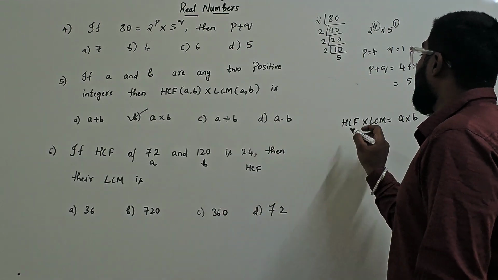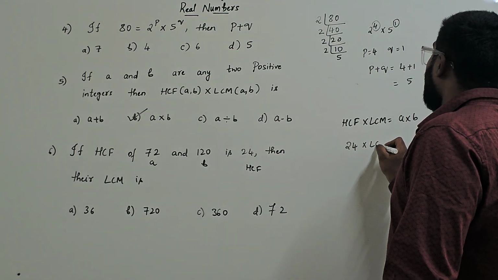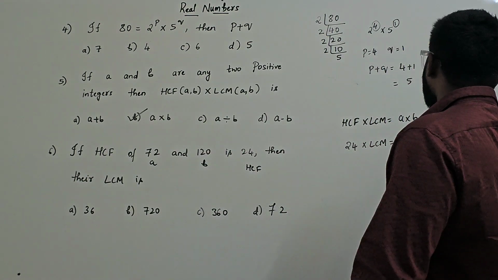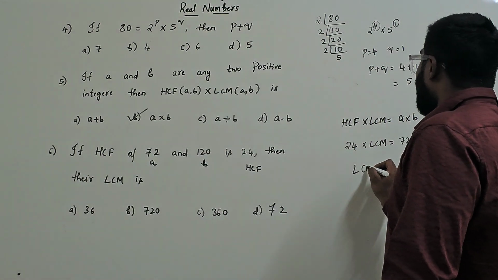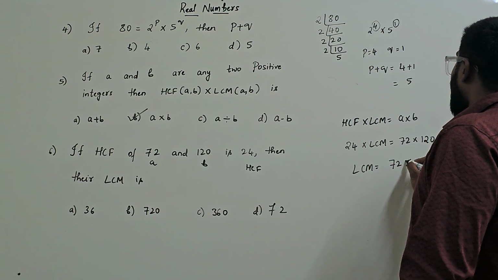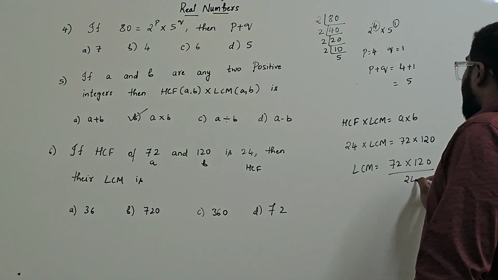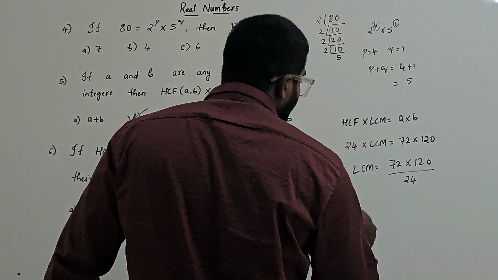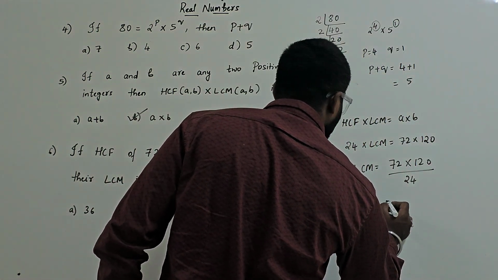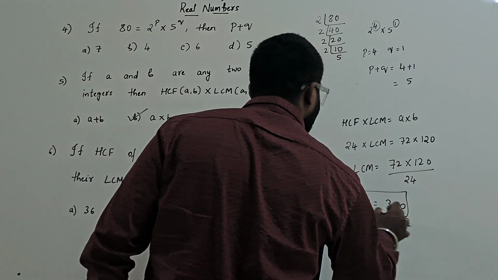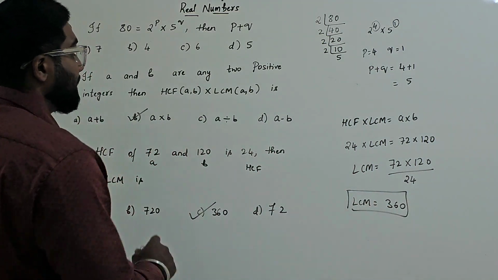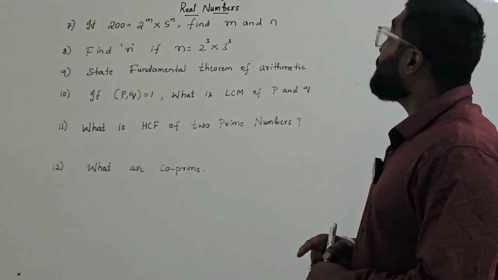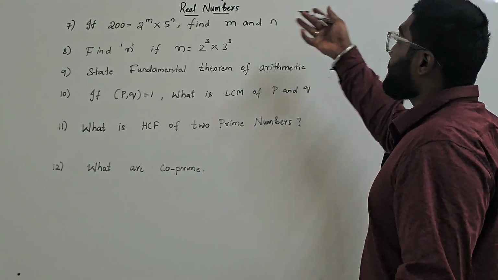HCF is given. What is HCF? 24. You have to find LCM. What is A? It is 72, and B is 120. Now LCM is equal to 72 into 120 divided by 24. If you cancel these numbers out, you will get LCM is equal to 360. This is the value. Then it will be option C. Next, question number 7 says, if 200 is equal to 2 power m into 5 power n, find m and n. Now the same thing you have to do.